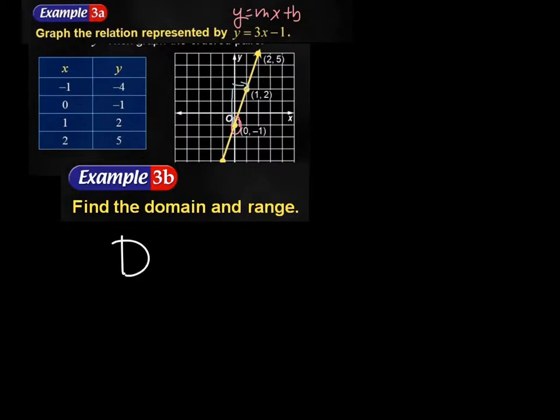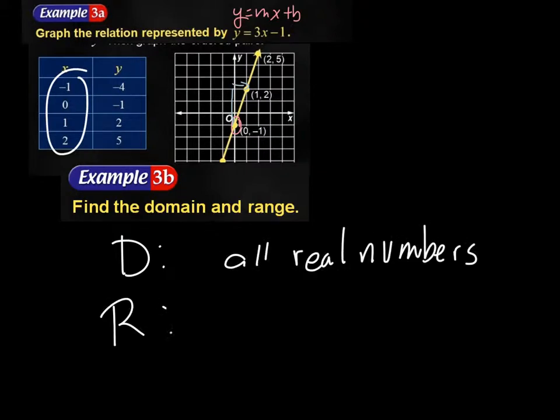Domain is the list of all my x values. Okay, I have x values that I listed there, but I could have put in different ones. So domain, I could put in anything for x. And for the range, I'll eventually get out all real numbers for y as well.